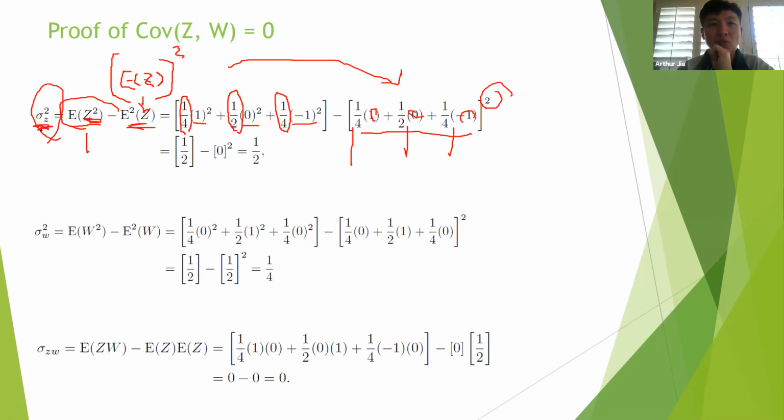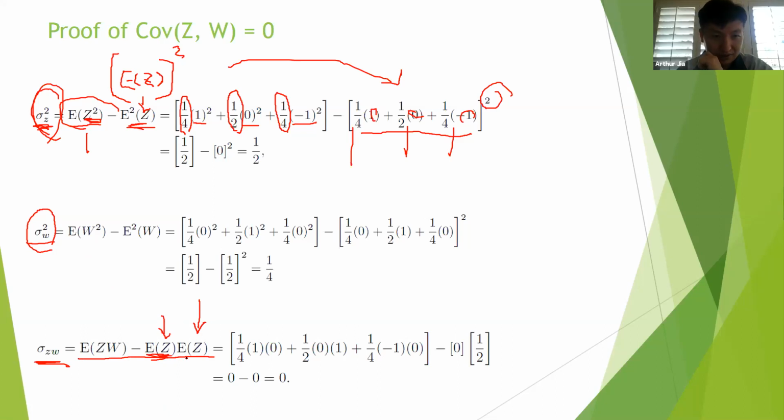So this is one thing. And the other thing is this, right? You can also do the same thing to calculate the variance for W. And now the last thing you need to prove is whether the covariance between Z and W equals 0. So this is how we calculate the covariance, right? Look at here, this is easy.